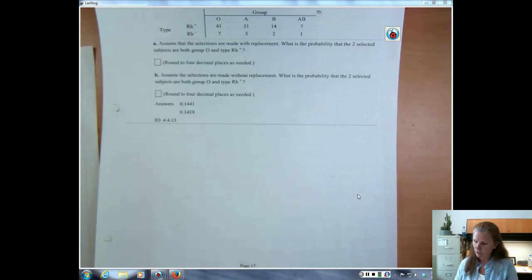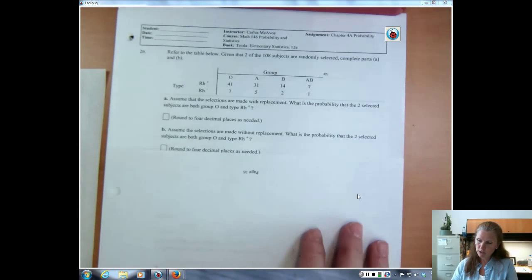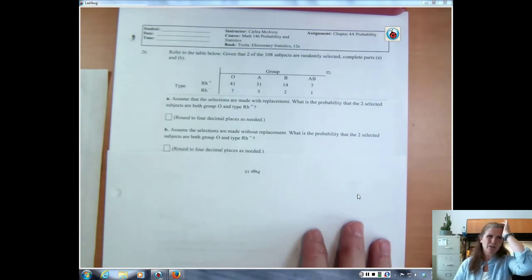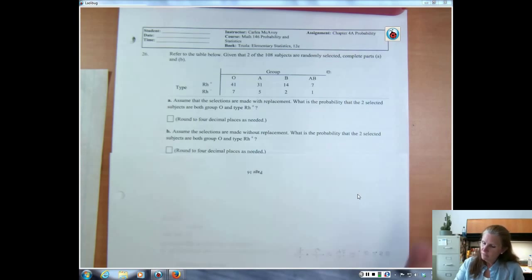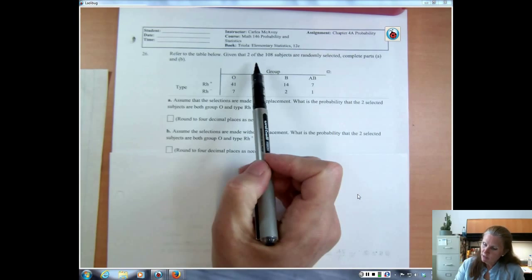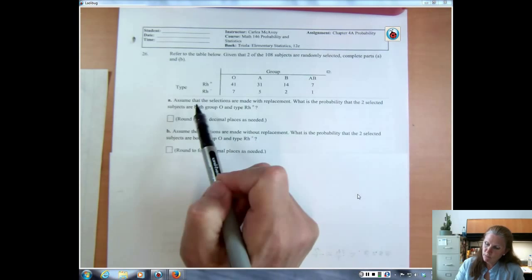Last question. Number 26. Refer to the table below. Here's a bunch of blood types. I think this is one that I put on the midterm and final. I kind of like this question, I think. Okay, given that 2 of the 108 subjects are randomly selected, complete parts A and B. Assume that the selections are made with replacement.